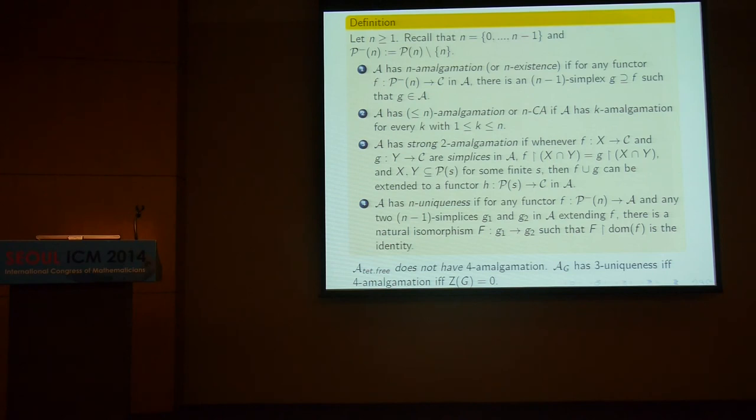Strong 2-amalgamation is stronger than 2-amalgamation, saying that given two simplexes with a common intersection, their union can be extended to another simplex. That is 2-amalgamation. And then n-uniqueness is when you extend this P minus to the full power set, that is the n-simplex, up to isomorphism there is a unique way of extending it. So, for example, the tetrahedron-free graph does not have 4-amalgamation, because the name says it's tetrahedron-free, so the four triangles cannot be amalgamated. And then in this groupoid example, it's not hard to see that it has 3-amalgamation if and only if 4-amalgamation, if and only if the center of the group is zero.